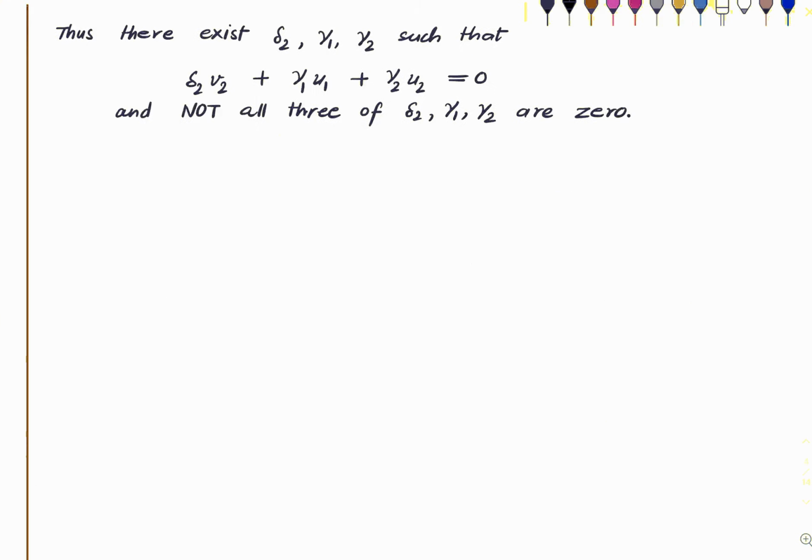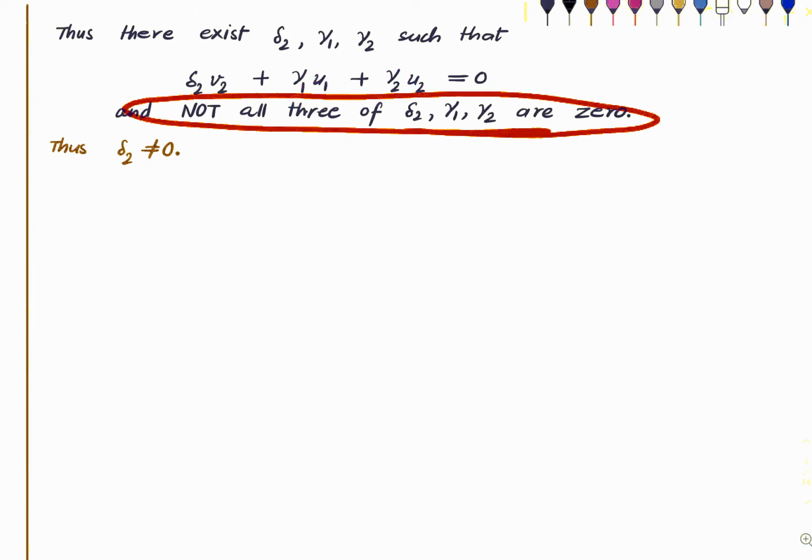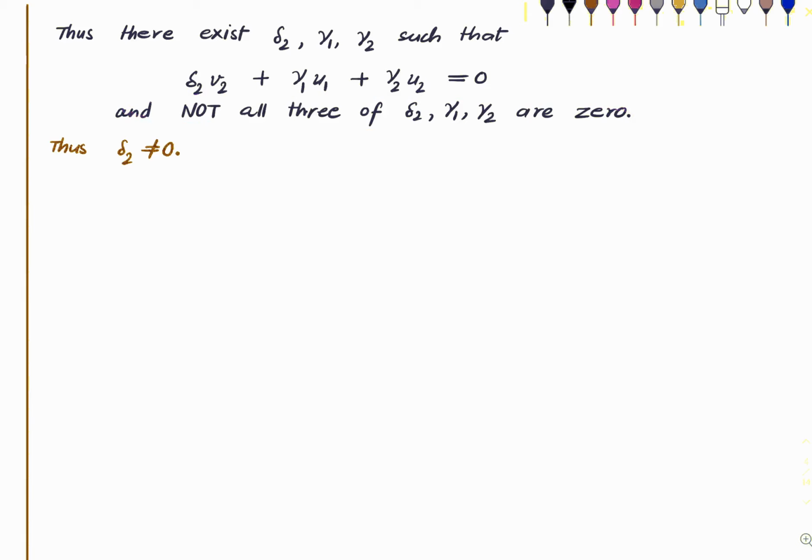Okay. Again, this implies, therefore, delta 2 is non-zero. Why? Because if delta 2 were 0, then we would have this linear combination of u1 and u2 is 0, but u1 and u2 are linearly independent, and hence it would force that gamma 1 and gamma 2 are also 0, contradicting the choice of delta 2, gamma 1 and gamma 2. So delta 2 is non-zero.